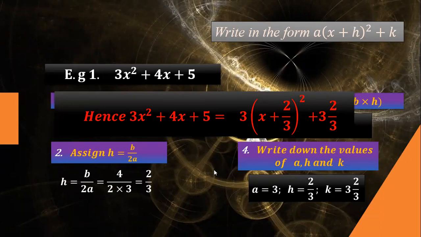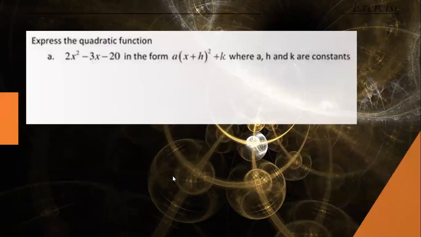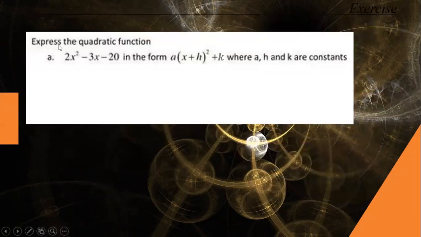Hey guys. Okay, great. I hope it's all settled. Based on this example, go ahead and try doing this one. It says, express the quadratic function 2x squared minus 3x minus 20 in the form A into (x plus H) whole squared plus K, where A, H, and K are constants.